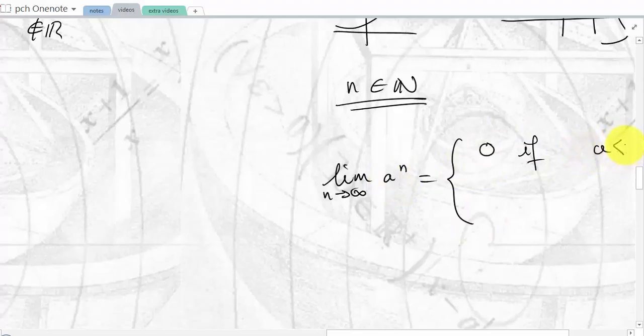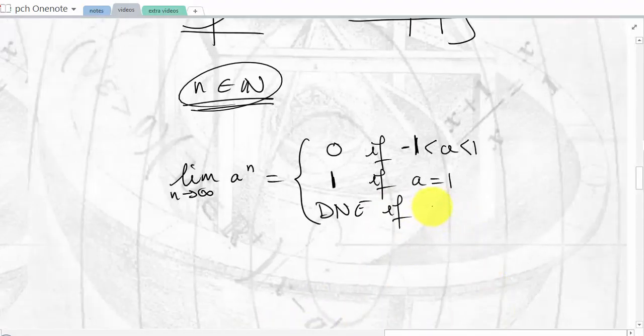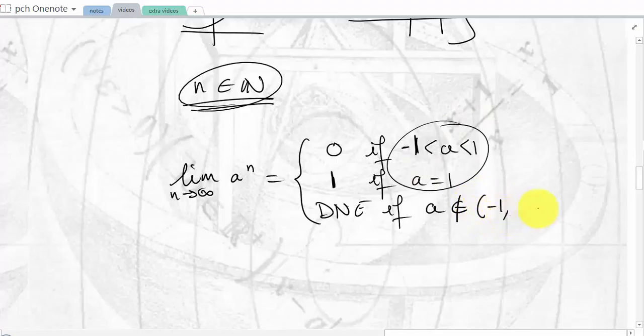That was the case before, right? Between 0 and 1. But actually, what happens when n is a natural number? The lower bound, the 0, disappears, and it's any a between -1 and 1. Okay, any a between -1 and 1. Then if a is 1, it's going to be 1, right? If a is 1, it's a constant function equal to 1. So if a is not in the interval, not in -1, 1, the limit does not exist, DNE.